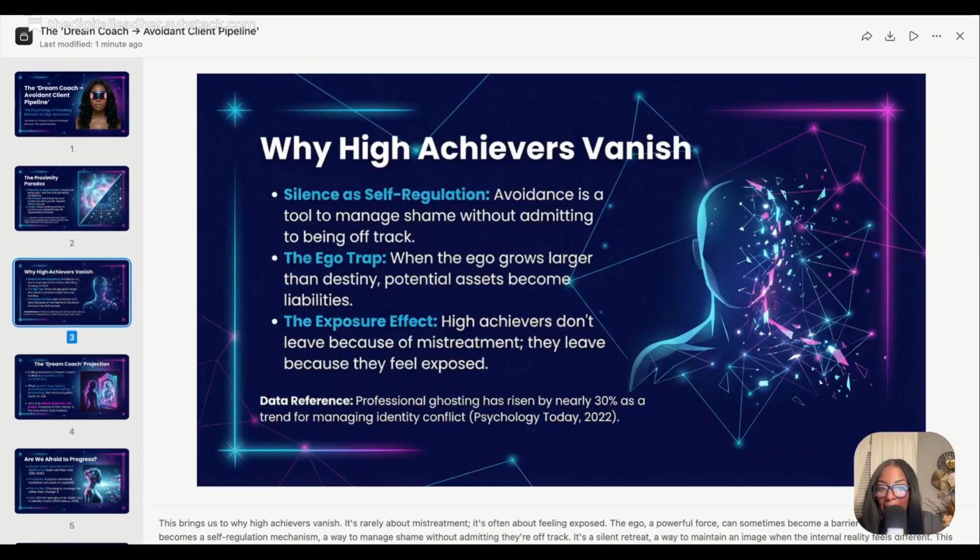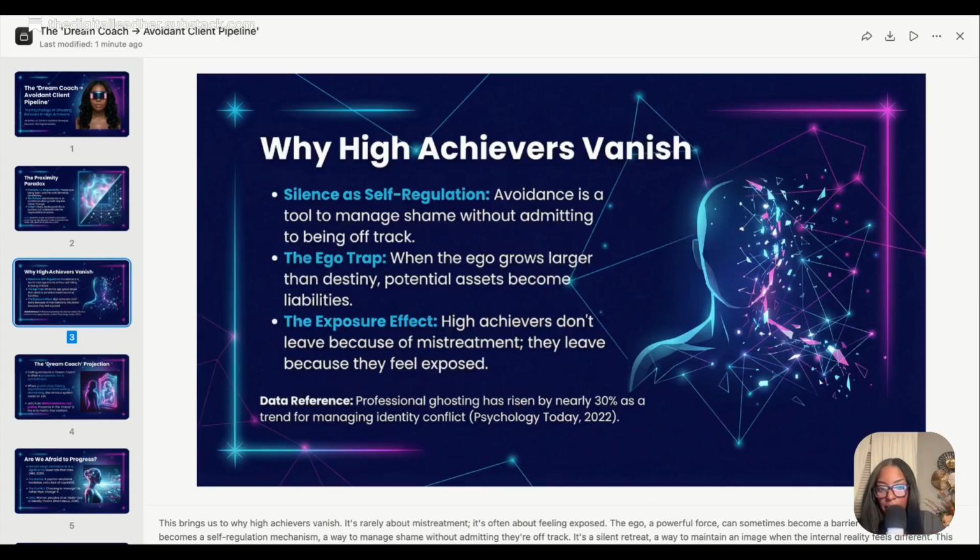So high achievers vanish because silence is self-regulating. So avoidance is a tool that we use to manage our shame for something without admitting to being off track. That's a word right there. That's a word. Why do we vanish? Why do we go silent? Everybody quiet. Why do we do that?